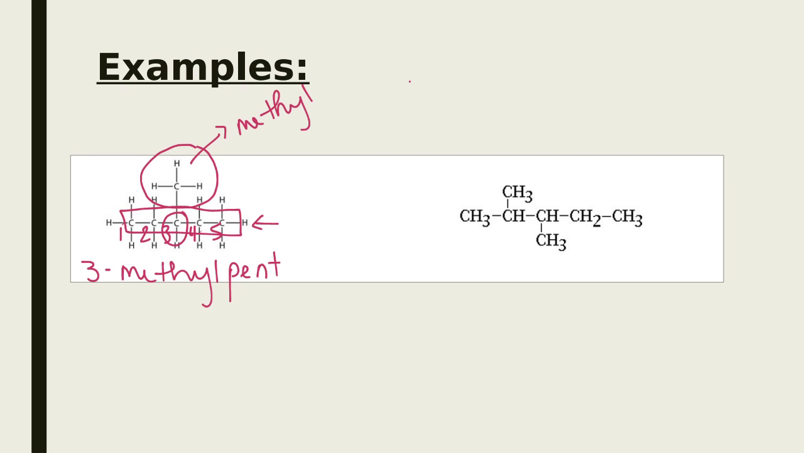And then we want the suffix for this family. Everything is single bonded. Suffix is -ane. And so my structure is called 3-methylpentane. Let's look at the next one.